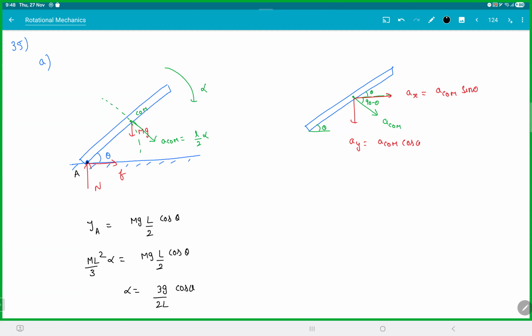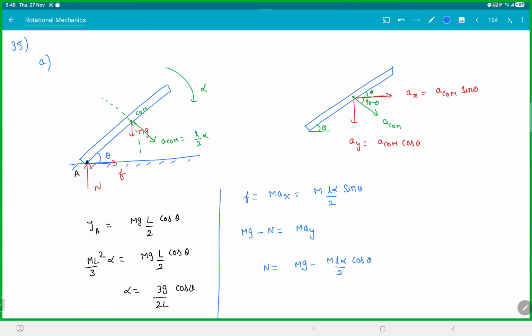But if they ask you for N and F, then the horizontal force is only the friction, which is m into Ax, which is m into A center of mass, which is L alpha by 2 sine theta. There you can find friction from there. Mg minus normal reaction is equal to MAY. From here you can find normal reaction also. You know the alpha value, substitute here. Then you can find F and N from here.